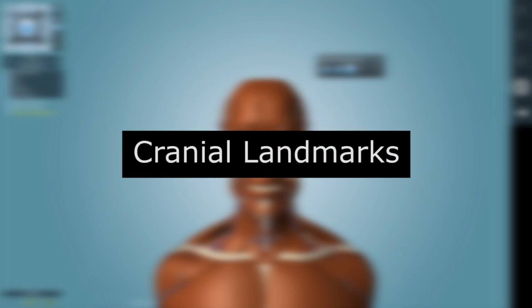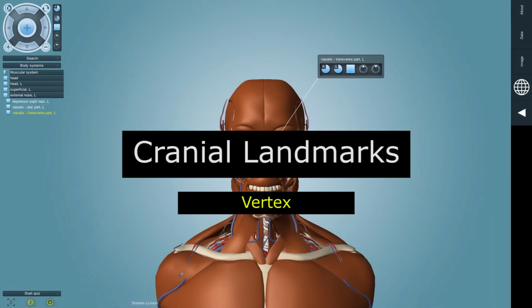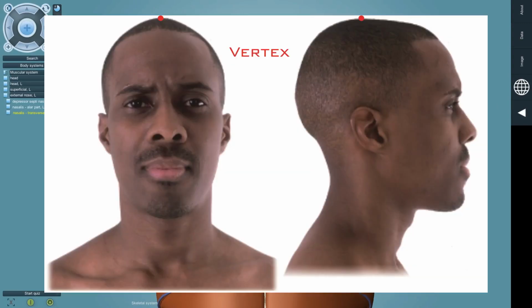Cranial landmarks. Vertex. Vertex is the highest point of the skull in the median sagittal plane.